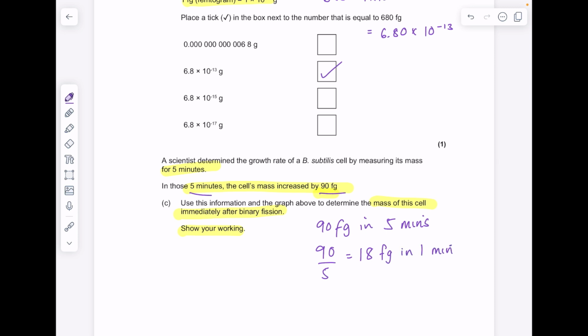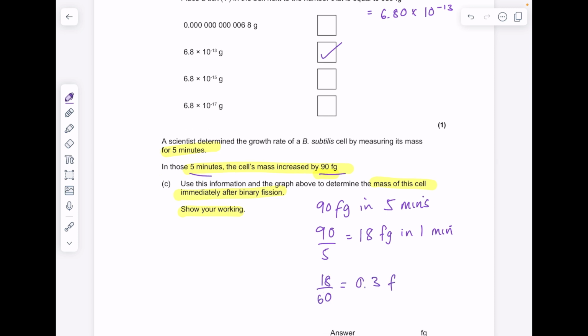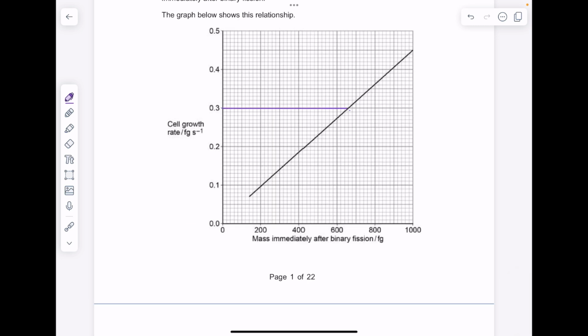And then per second, just divide that by 60. So that's 0.3 femtograms per second. And then I'm just going to read across at 0.3, read down. Just read that really carefully, and you can see that's 660.